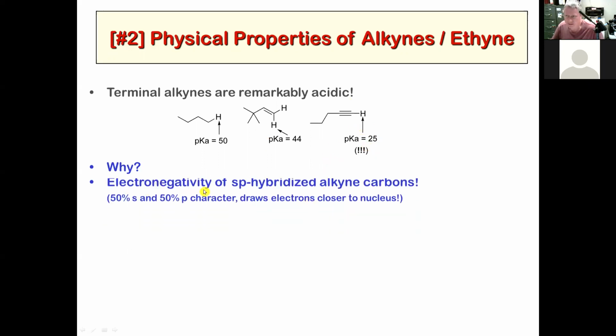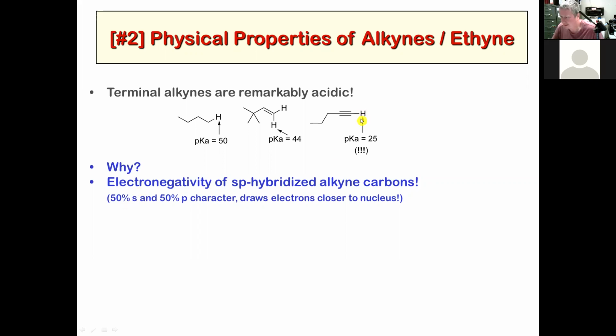It comes back to the electronegativity of sp. That carbon is kind of pulling on electrons, and that's because there's a lot of S character. It's 50% S, 50% P, right? And the S kind of stabilizes a negative charge and it's electron withdrawing. So the bottom line here is we can actually use a base and pull off that proton. It's an acidic proton. I can pull it off and I can go attack stuff.